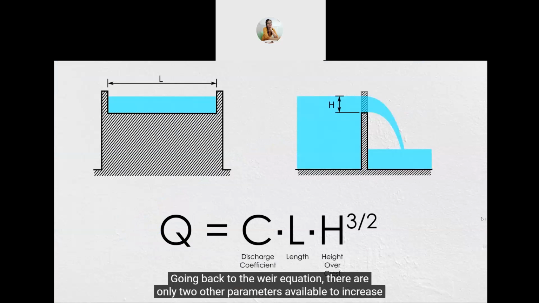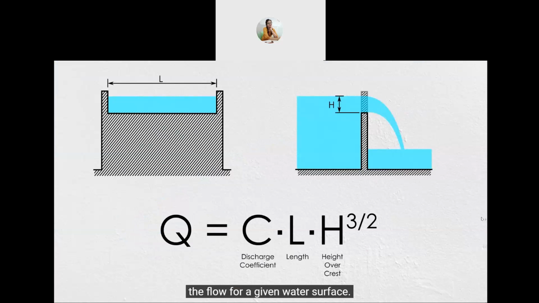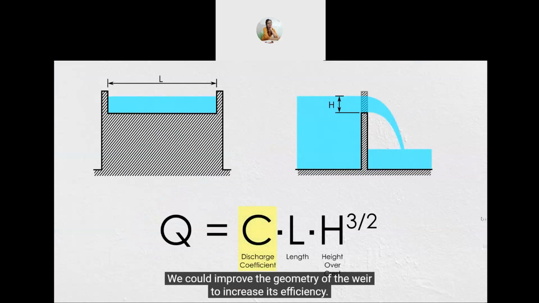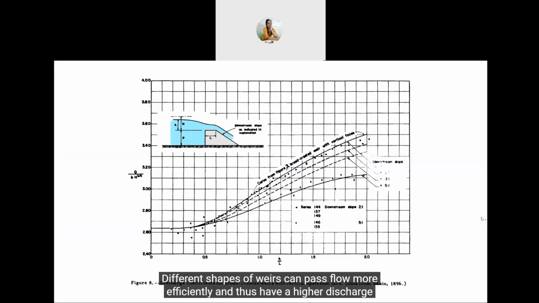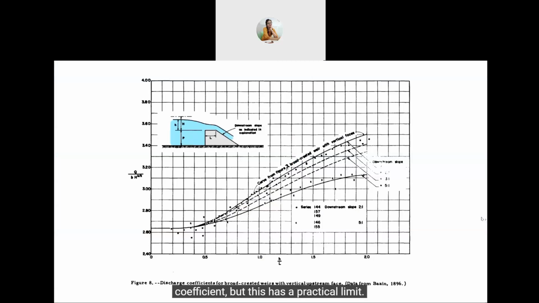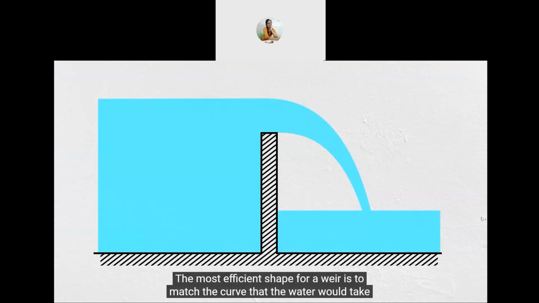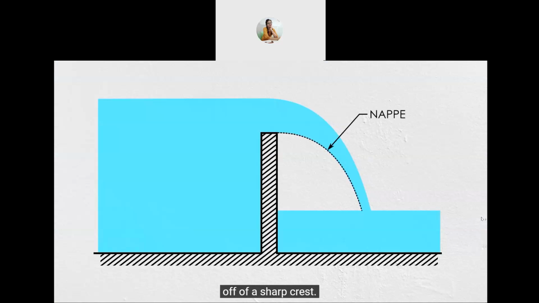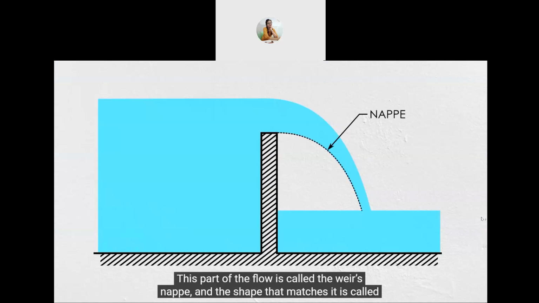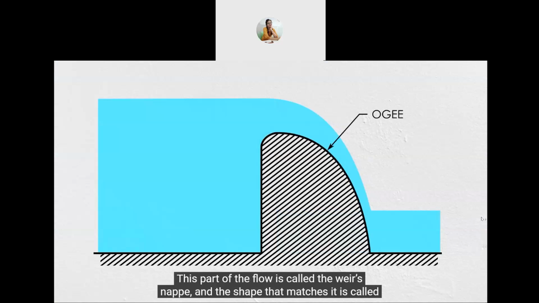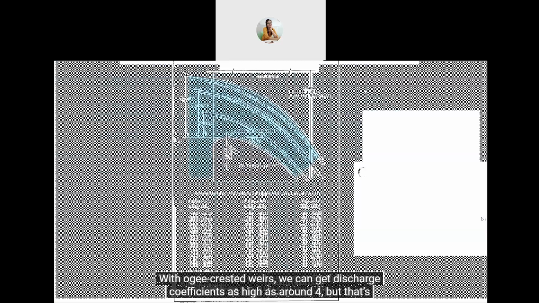Going back to the weir equation, there are only two other parameters available to increase the flow for a given water surface. We can improve the geometry of the weir to increase its efficiency. Different shapes of weirs can pass flow more efficiently and thus have a higher discharge coefficient, but this has a practical limit. The most efficient shape for a weir is to match the curve that the water would take off a sharp crest. This part of the flow is called the weir's nappe, and the shape that matches it is called an ogee. With ogee-crested weirs, we can get discharge coefficients as high as around 4, but that's pretty much the limit.